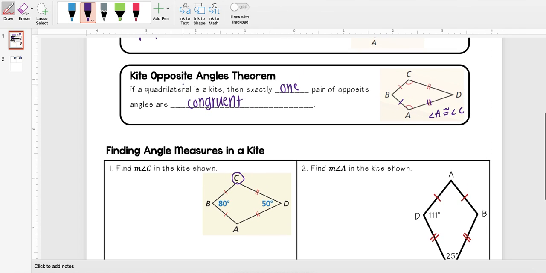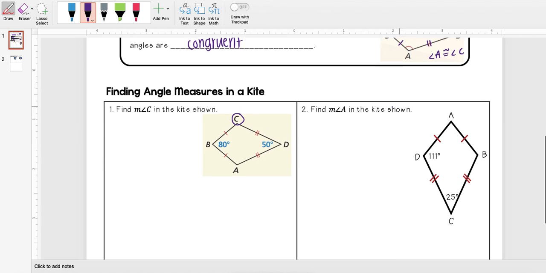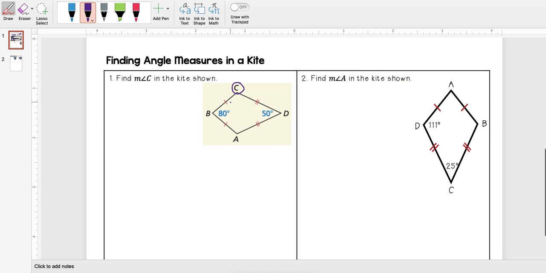And I see in my kite opposite angles theorem that exactly one pair of opposite angles are congruent. I know that the opposite angles that will be congruent are those angles that are between the sides that are not congruent. Looking here, I see that C is in fact between the two sides that are not congruent. Again, I know that because BC has one tick mark and CD has two. So I know that angle C is congruent to angle A.